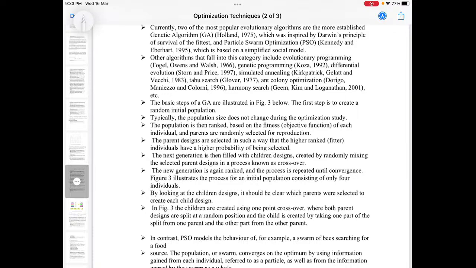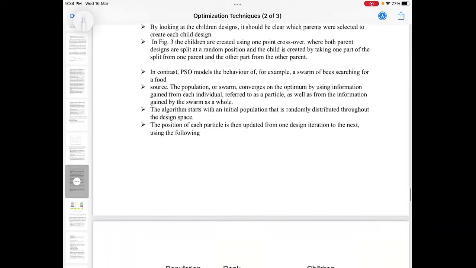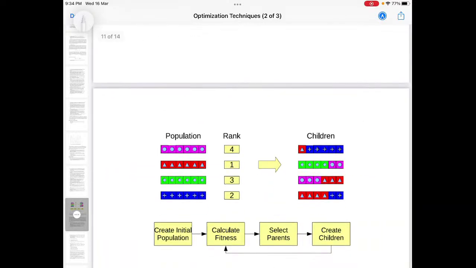Figure 3 illustrates the process of an initial population consisting of only 4 individuals. So here in figure 3, as you can see, there are the 4 parents, the initial population. There are 4 types of population: 1, 2, 3, 4, and these are the various ranks associated with the population. And the selection is made based upon the rank of the population.